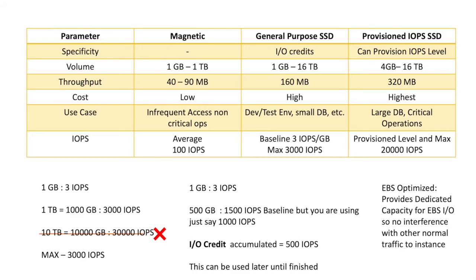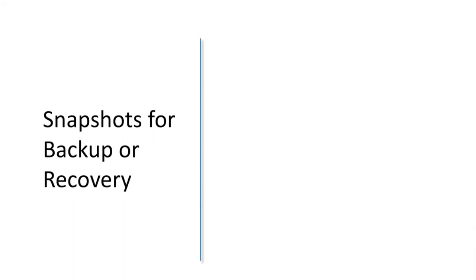I hope these three types are clear to you. Now the last thing that we have to discuss is the snapshot. Now obviously you would not want to have instance store because it is temporary. You want persistence, but if in case you terminate the instance, that would go away as well.